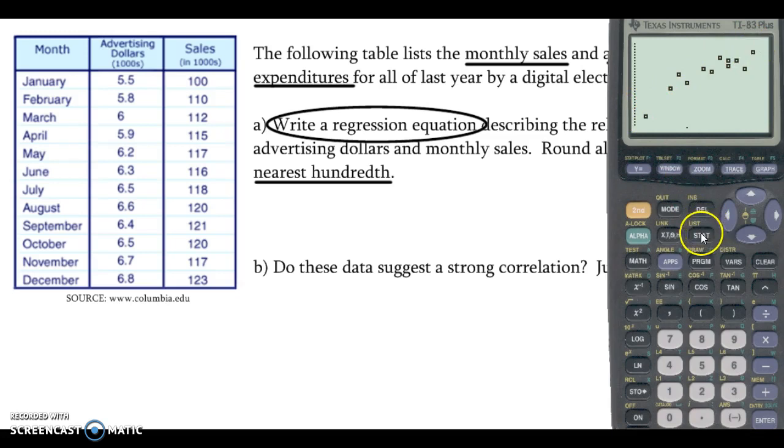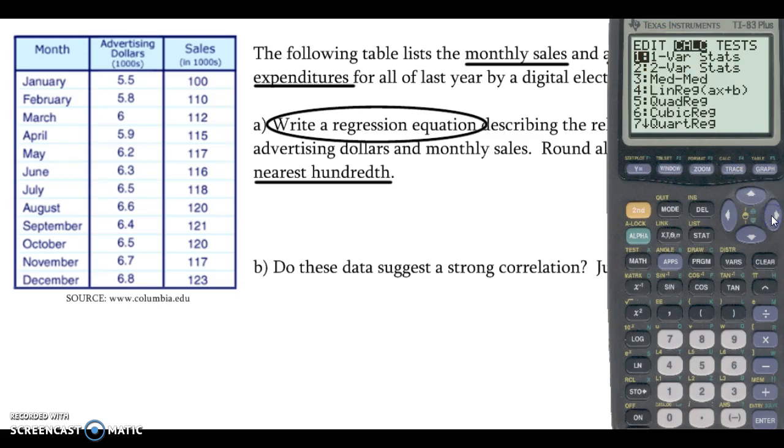I'm going to go back to the stat menu. Remember, we pressed stat edit in order to put in all the information. Now I'm going to go to stat calc. In the calc menu, there are a number of different options.